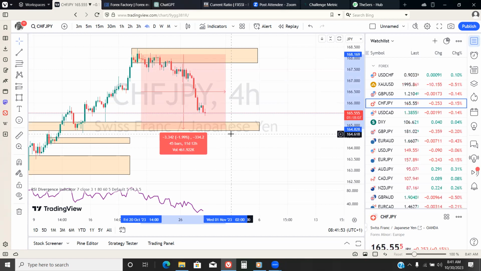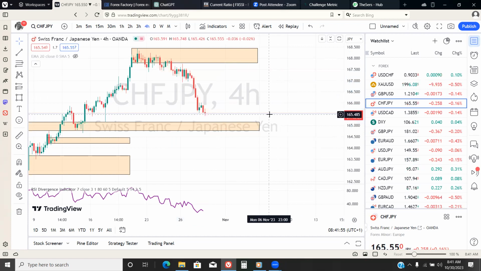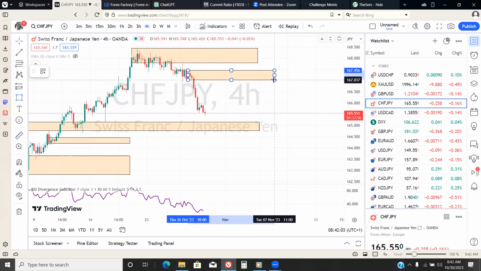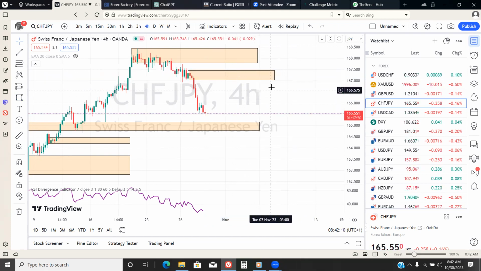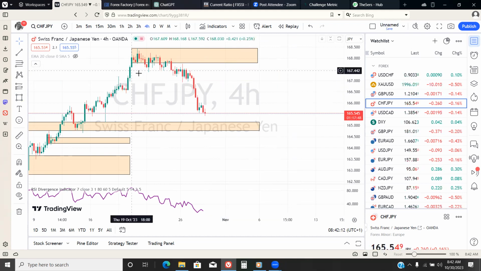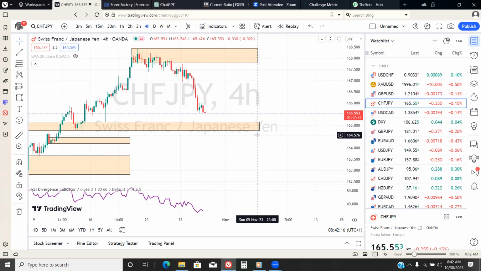So that is my take on Chef JPY. I'll be looking for a buy opportunity. If I'm looking for a buy opportunity, then I'm expecting the market to come back to this region, and maybe they will give me an opportunity to sell again at the price of 167.50. But for now, I'll be looking for a buy opportunity this week once they come to the market maker footprint.